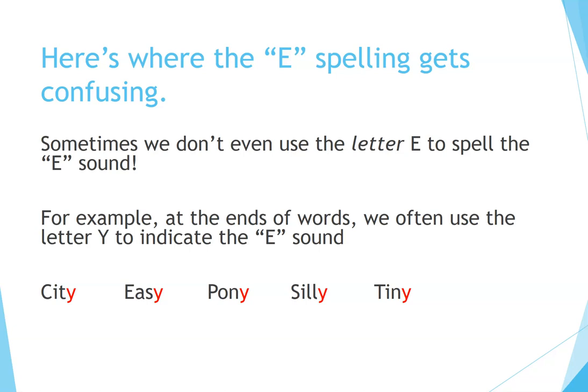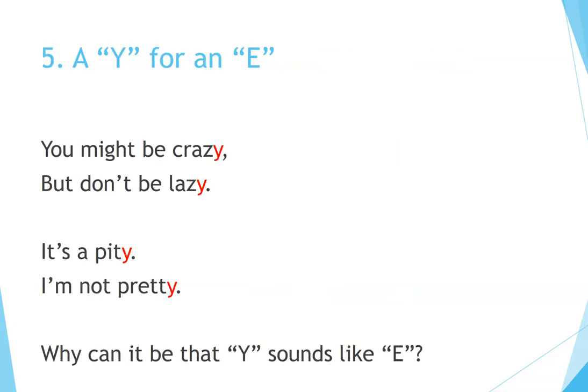For example, at the ends of words, we often use the letter Y to indicate the E sound. City, easy, pony, silly, tiny. A Y for an E. You might be crazy, but don't be lazy. It's a pity. I'm not pretty. Why can it be that Y sounds like E?